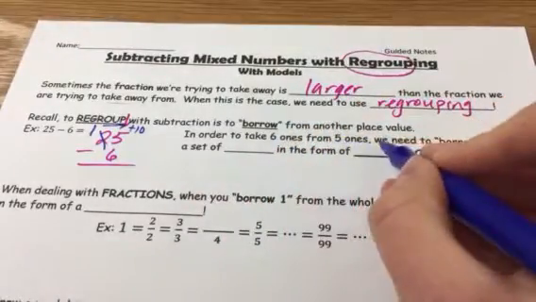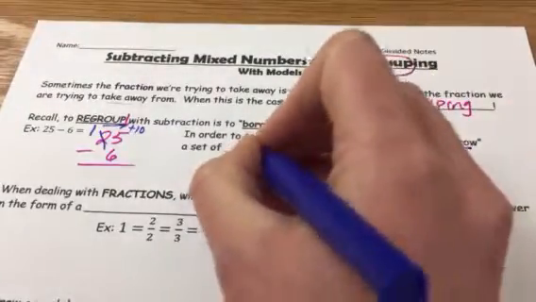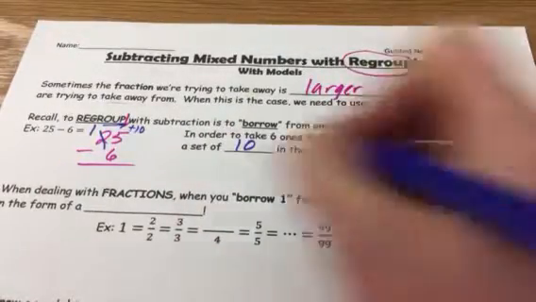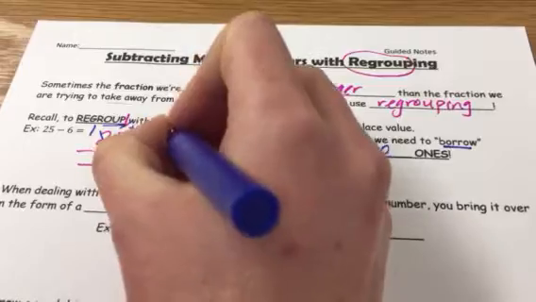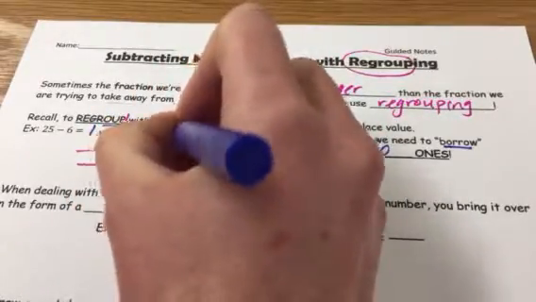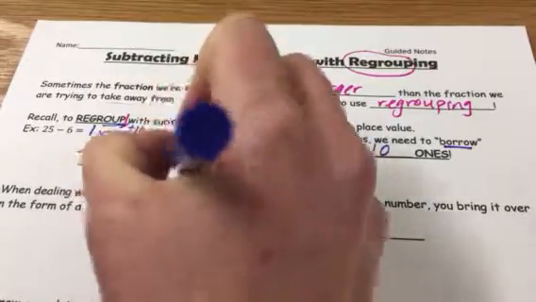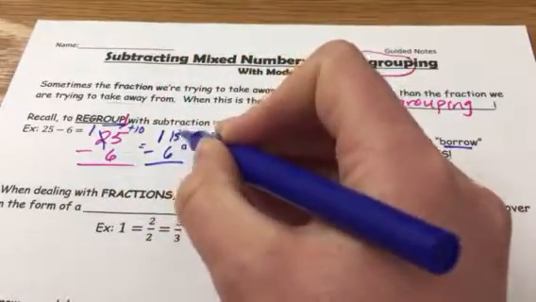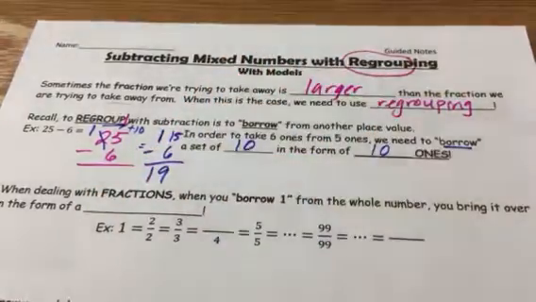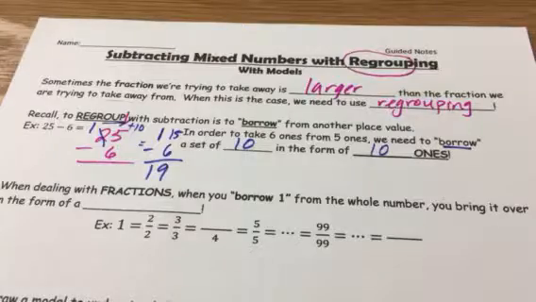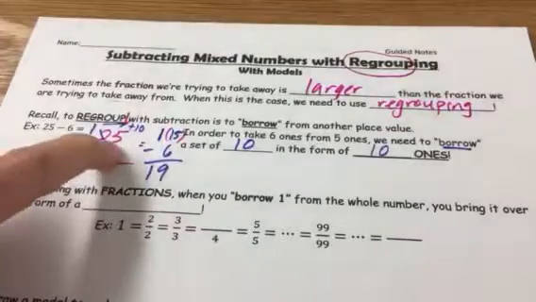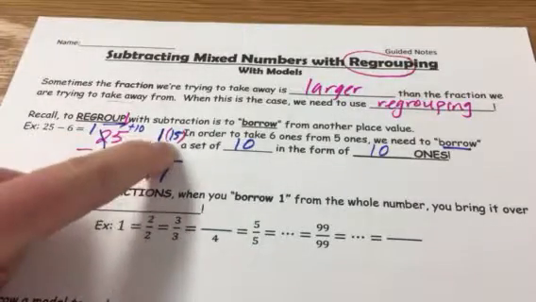So in order to take 6 ones from 5 ones, we need to borrow a set of 10 because that's your tens place value, and you bring it over in the form of 10 ones. Then this becomes 1 in your tens column, 15 in your ones column, and you subtract 6. So 15 minus 6 gives you 9. The 1 minus nothing gives you 19. Now that's really broken down step by step, and of course, we don't normally write our numbers like this. We had 5 ones, we added 10 more ones, so that gives you 15 ones.